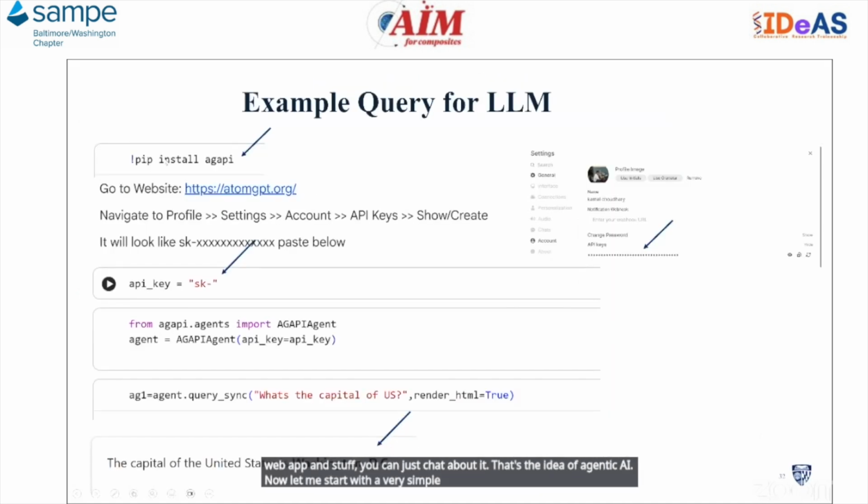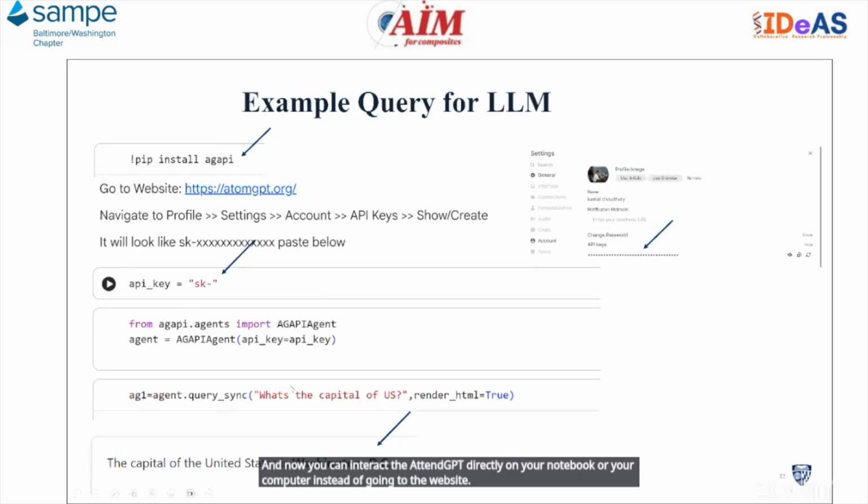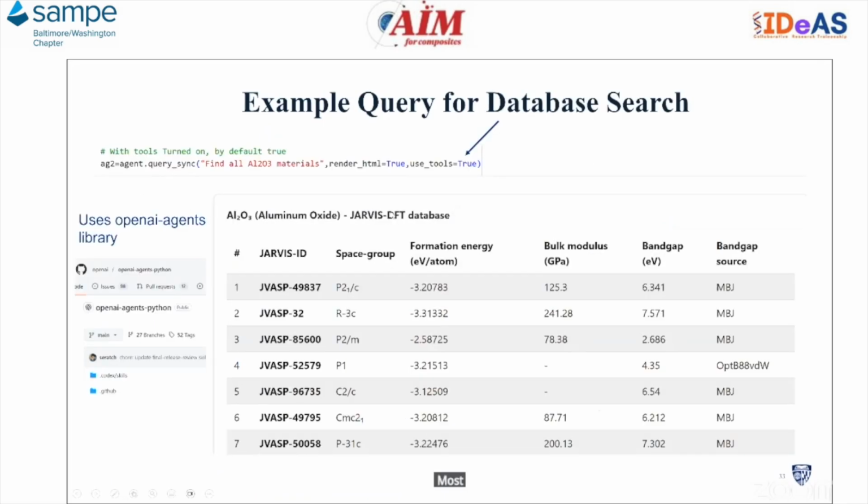Now let me start with a very simple example. First, you install AGAPI, as people install any package. Go to atomgpt.org, get your API key: profile, settings, account, API keys. Now you can interact with AtomGPT directly on your notebook or your computer instead of going to the website. So you can ask a very simple question, for instance, what is the capital of the US? Because it has the API key, it will connect and give the response.